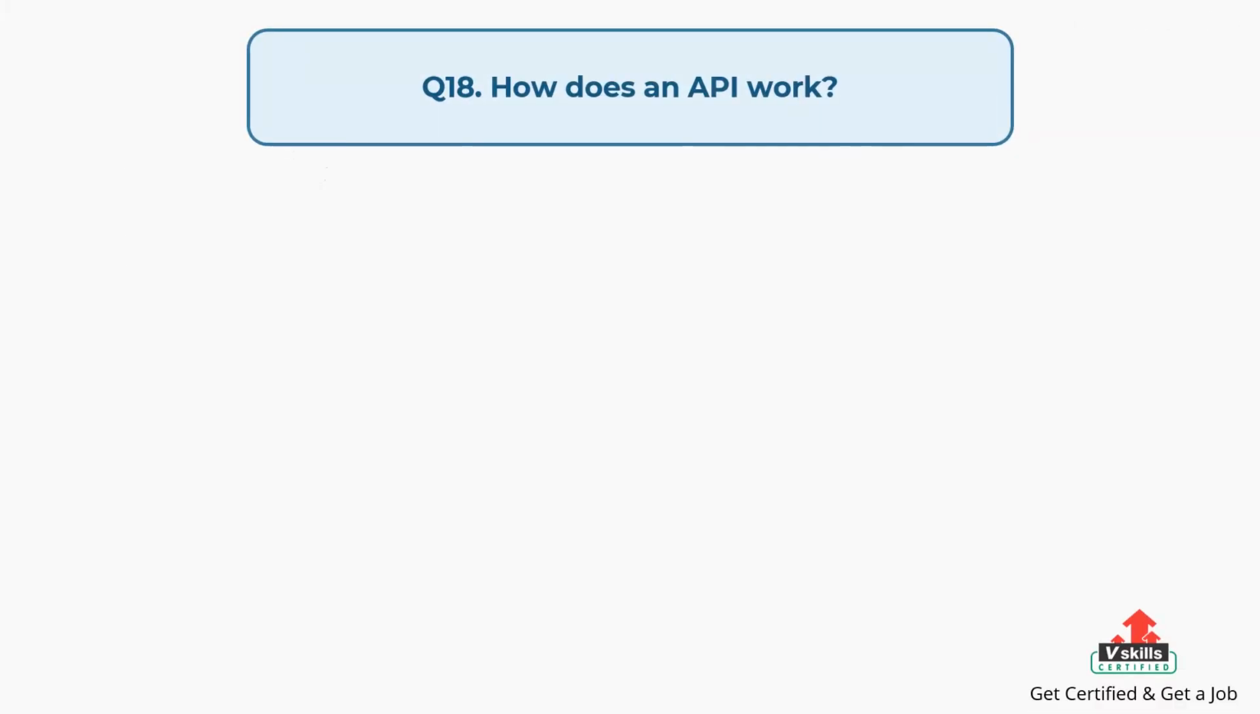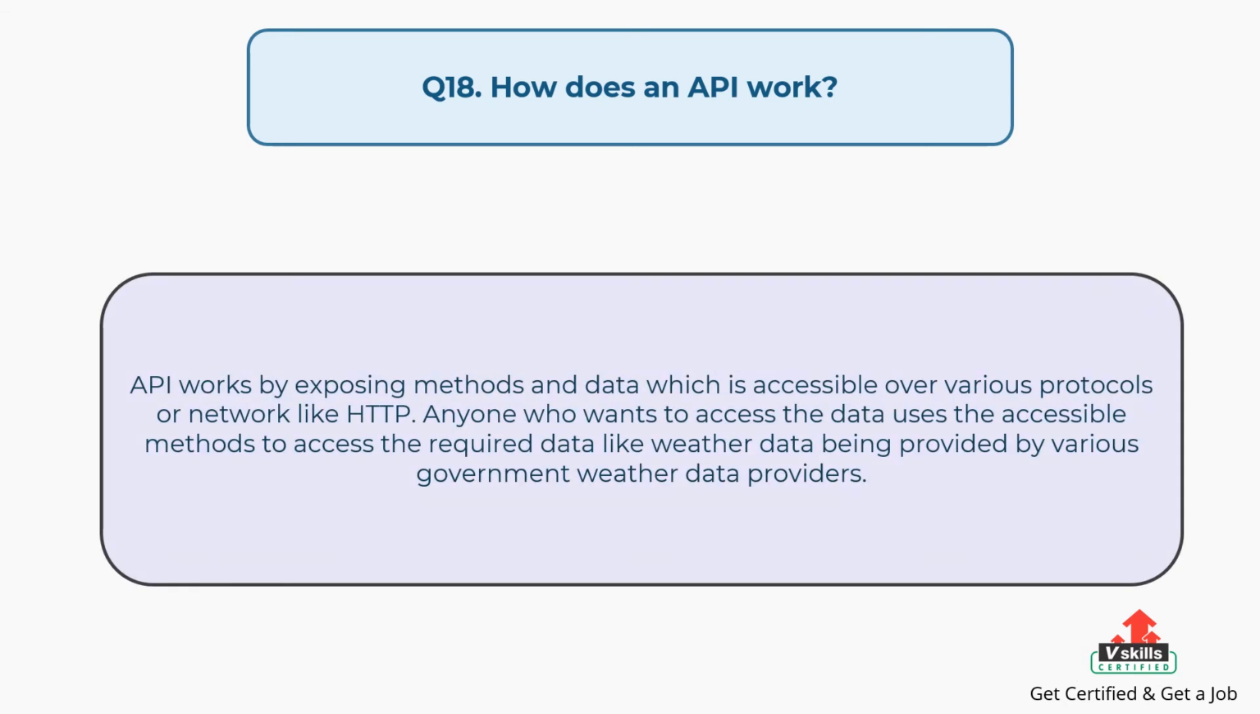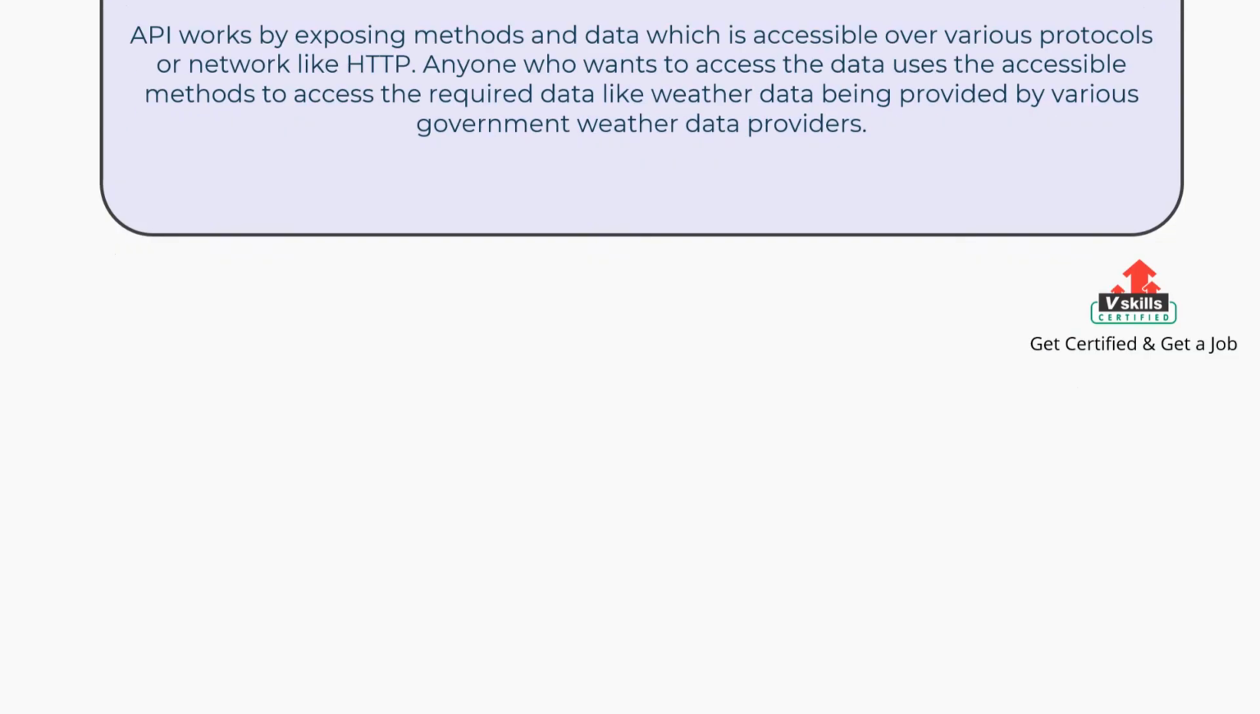Question number 18. How does an API work? The answer is: API works by exposing methods and data which is accessible over various protocols or networks like HTTP. Anyone who wants to access the data uses the accessible methods to access the required data, like weather data being provided by various government weather data providers.